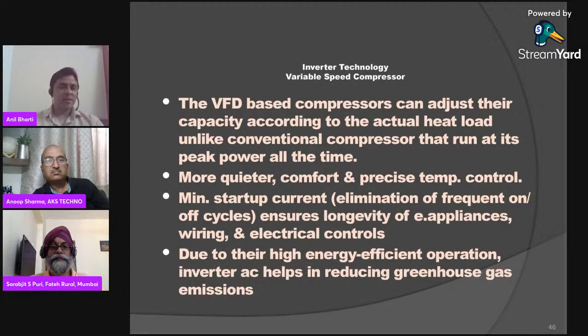Okay. I will give the answer to all these queries. This single slide will answer most of their questions. First, the inverter AC is nothing but a variable frequency drive in an AC.